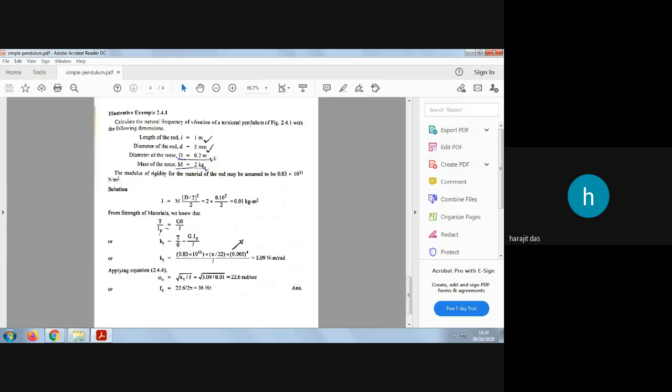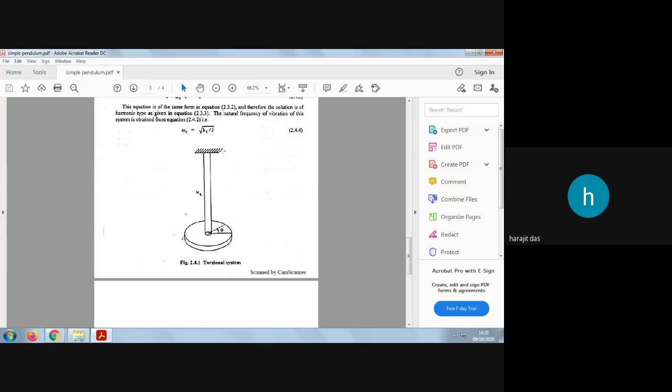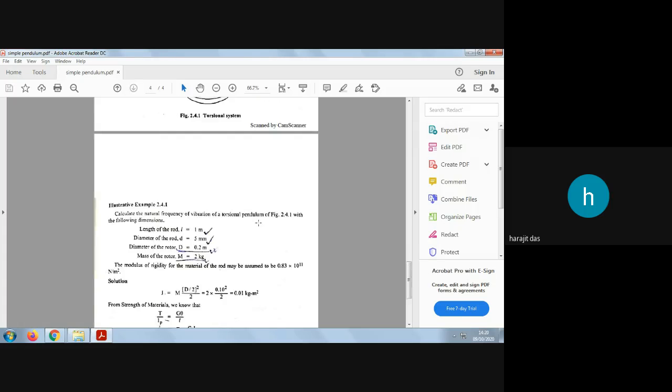And here it is, the torsional pendulum. This setup is called a torsional pendulum. Though there is no spring, though there is no direct mass shown here, this is a torsional pendulum. It will have some twisting and untwisting moment. All these things are given.